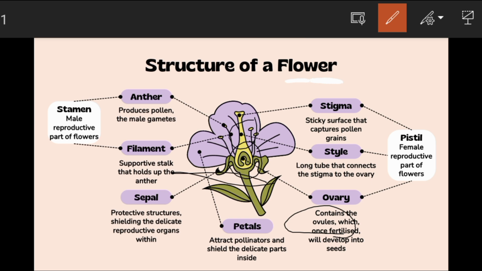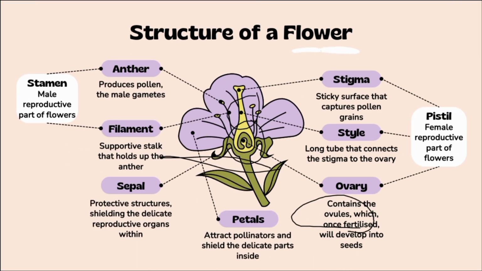So these were the male and female reproductive parts which were discussed with you. Now let's talk about other parts of the flower. The first part is petals. You all know what petals are, and the petal's function is just to attract the pollinators and shield the reproductive parts inside.